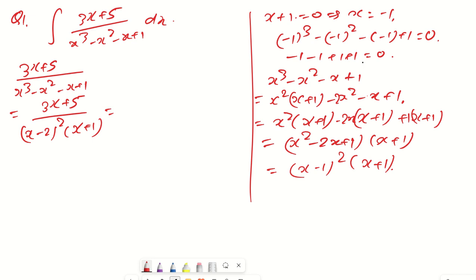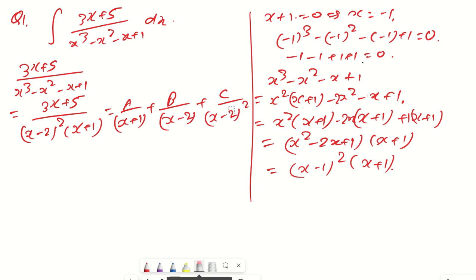Now I will write it something like this: a by x plus 1, plus b by x minus 1, plus c by x minus 1 whole square. Okay. So now this is the thing that we have. We have x minus 1 whole square, so x minus 1 into x minus 1 whole square.